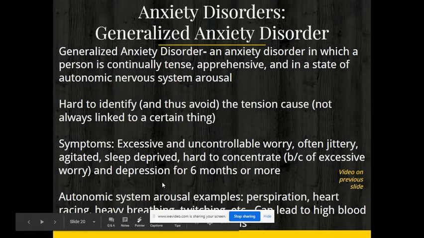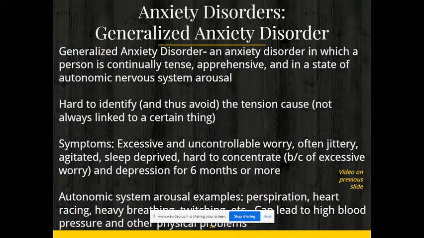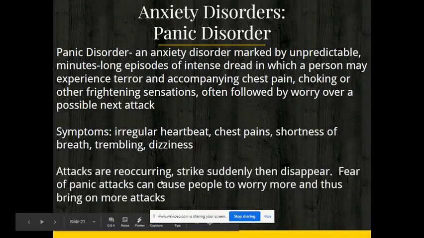It sometimes can be hard to identify this and figure out what it's linked to. It would be easy to say, oh, when this happens, that's what it is, we'll just avoid that. But someone with true generalized anxiety just feels like this. There's not always the same trigger. It could come on them at any given time. The symptoms are excessive and uncontrollable worry. They can be jittery, agitated, sleep deprived, and have a hard time concentrating because they're always worrying. They could even suffer from depression. And it lasts for a while too. These are the things that make the person realize, you can't live like this.